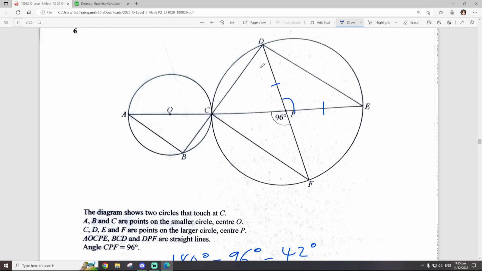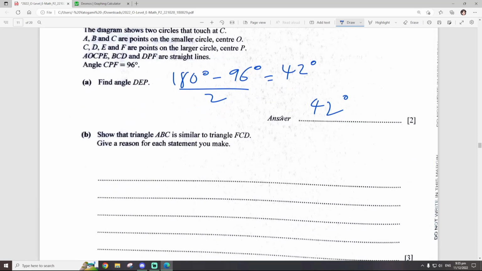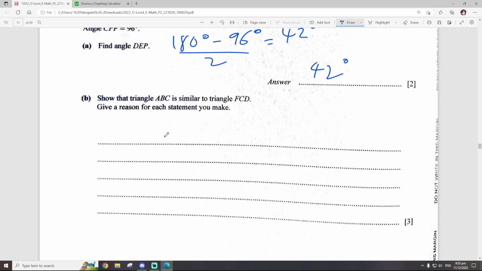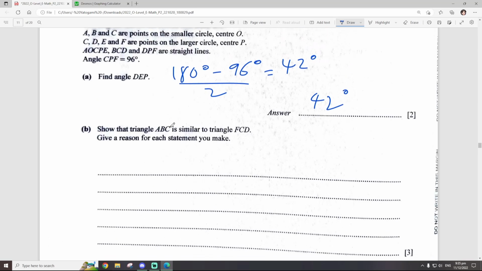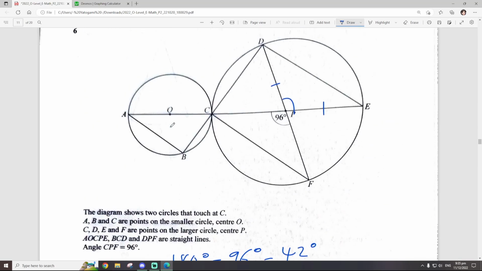It's 96 degrees because of vertically opposite angle, and then alternatively, sum of two exterior angles, or alternatively, you have base angle of isosceles triangle, so you divide by 2, and it's isosceles because PD, PE are radii of the circle. So good to know your reasons, but I think it's not necessary to state them because the question did not ask for it. On the other hand, part B asks you to give reasons for the statements you make to show that triangle ABC and FCD are similar. So we will go through that.